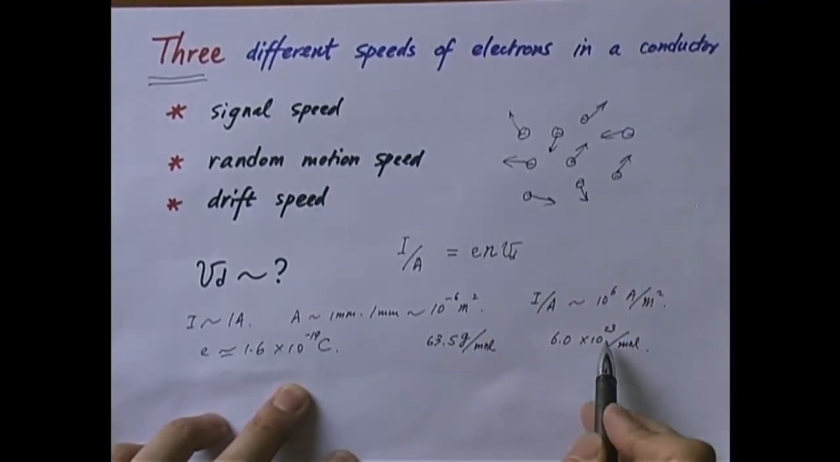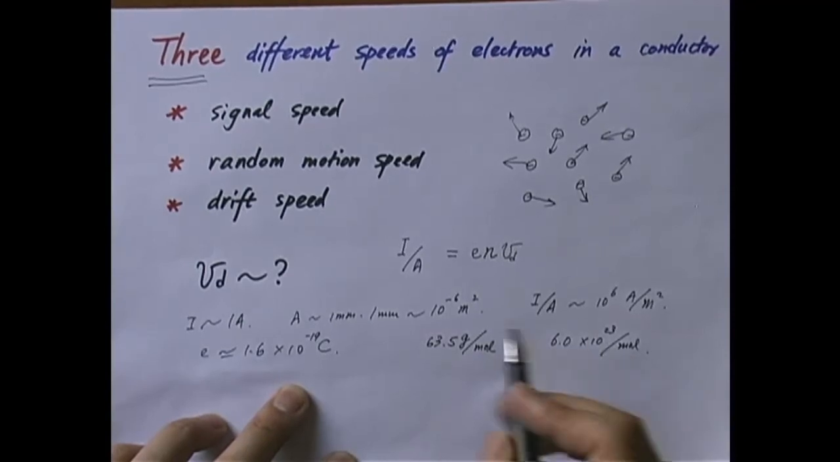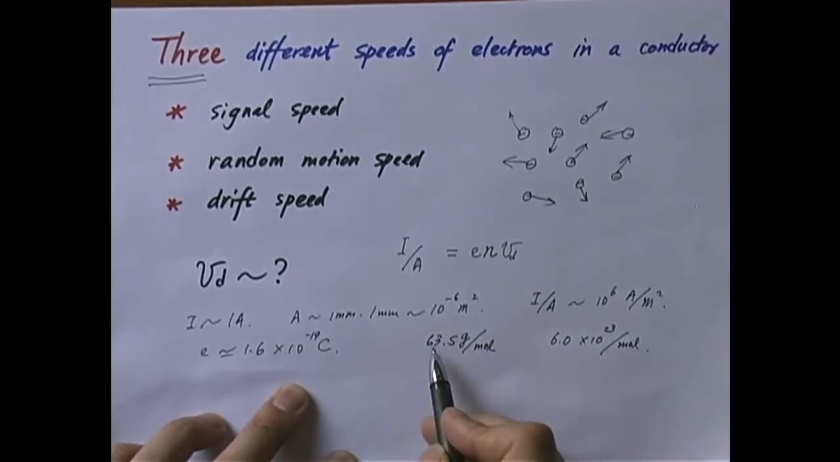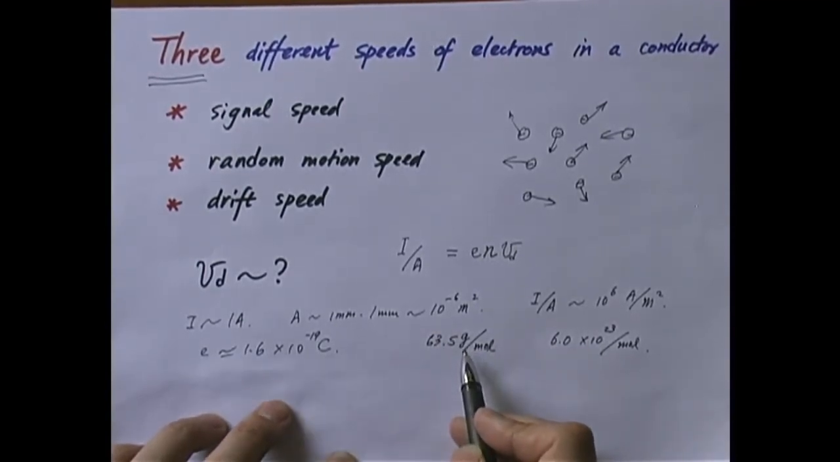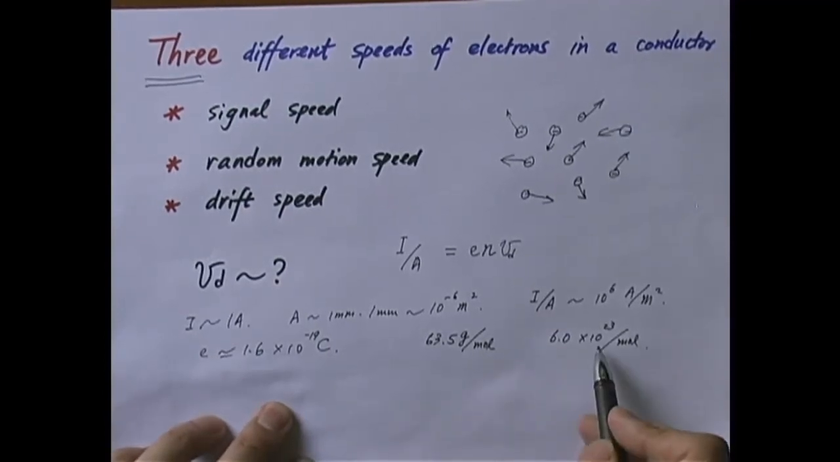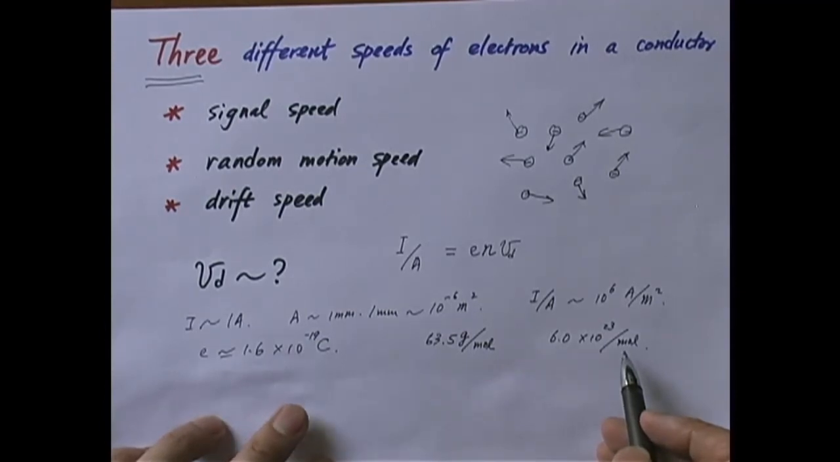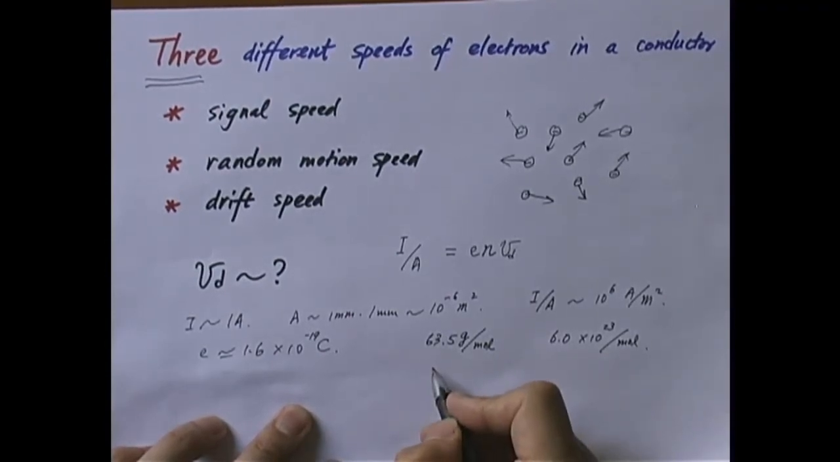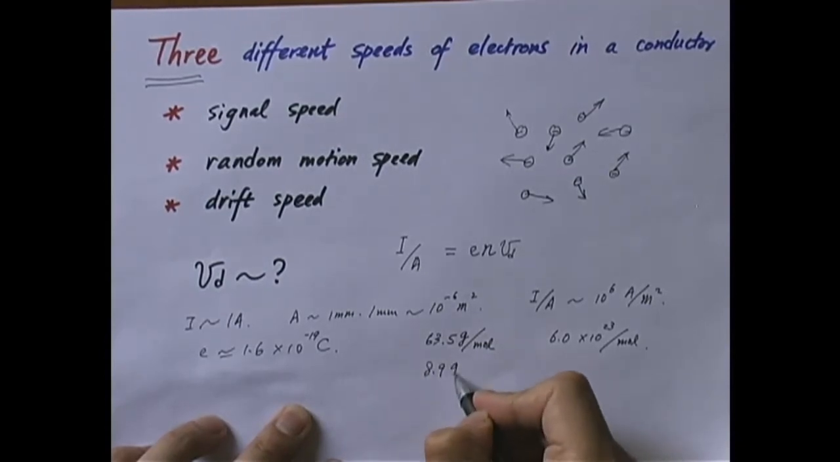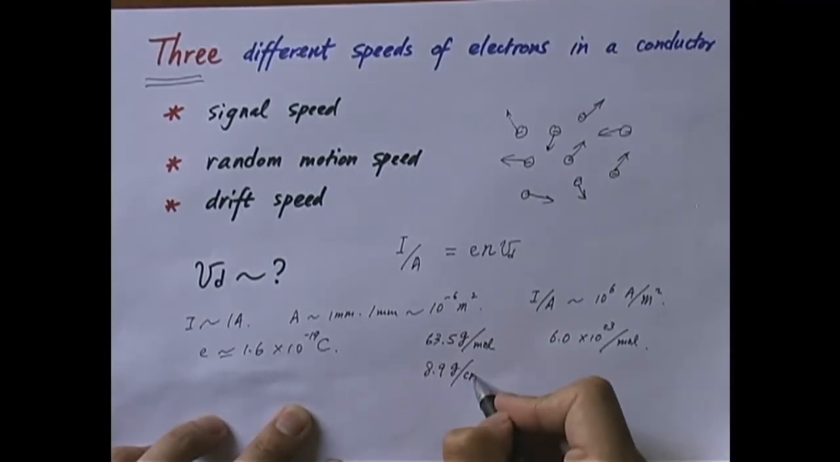So from these, we can figure out that for every 63.5 grams of copper, I have this many copper atoms, in other words, this many free electrons. The second data that I need is the so-called density of copper. You know, just what is the mass per unit volume of copper, and that's about 8.9 grams per centimeter cubed.